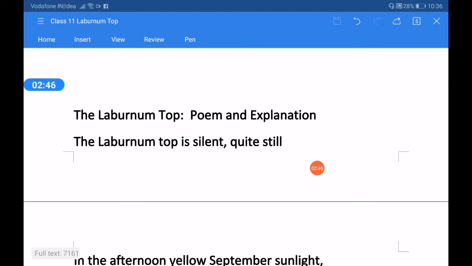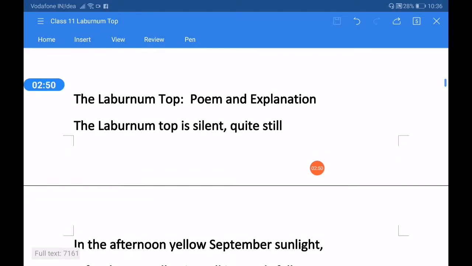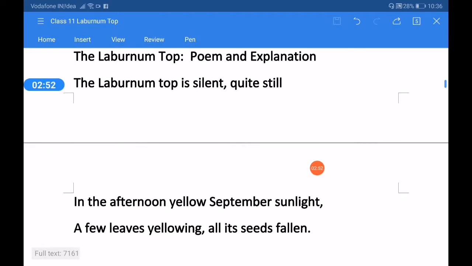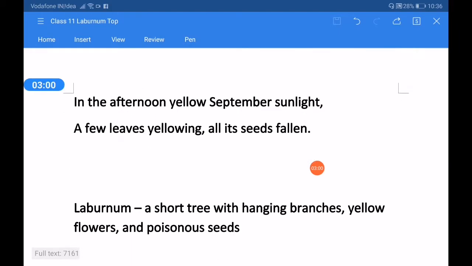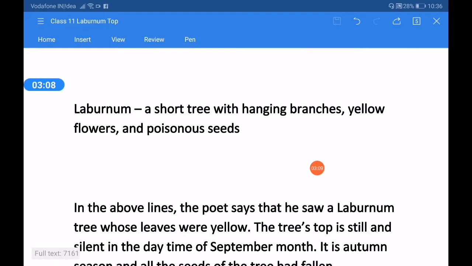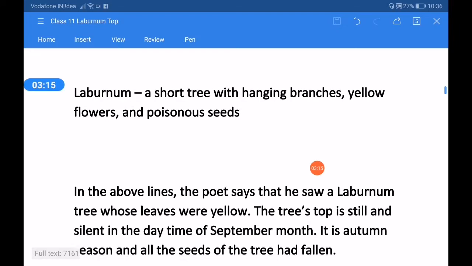So, dear students, now let us have the poem and its explanation line by line. The first stanza begins. The laburnum top is silent, quite still. In the afternoon yellow September sunlight, a few leaves yellowing, all its seeds fallen. Laburnum is here a short tree with hanging branches, yellow flowers, and poisonous seeds.